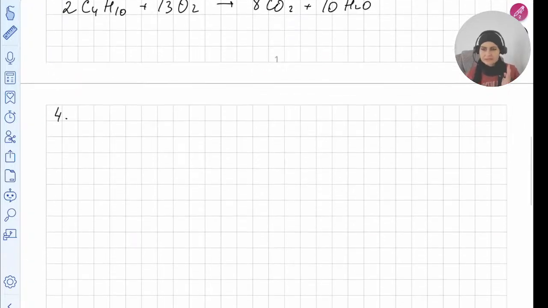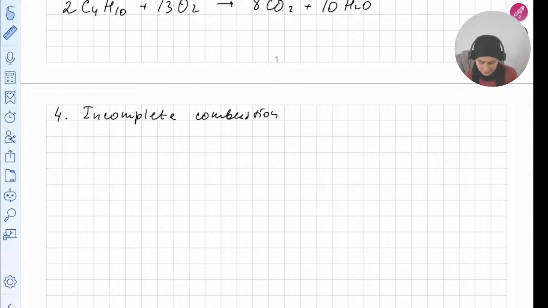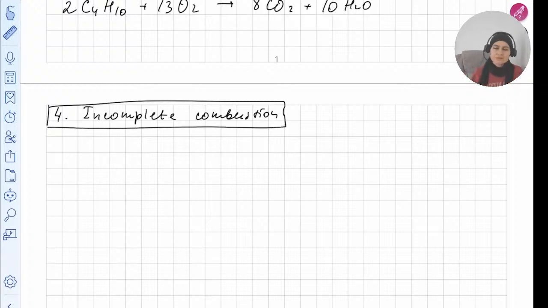Next one is incomplete combustion. During incomplete combustion, you get, well, what is it? It's when you don't have enough oxygen. So you would get either CO, carbon monoxide, or carbon and water. So you never get hydrogen. That's the most important part. So you always get water and CO or carbon.